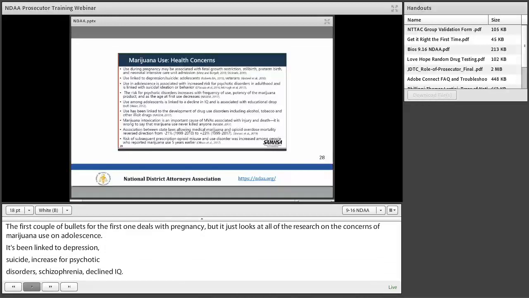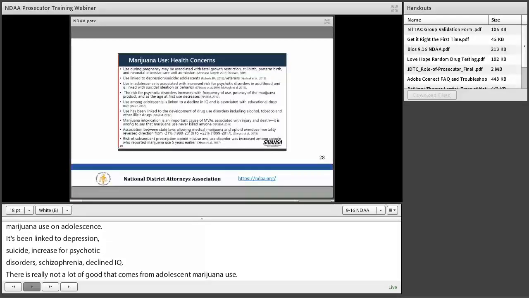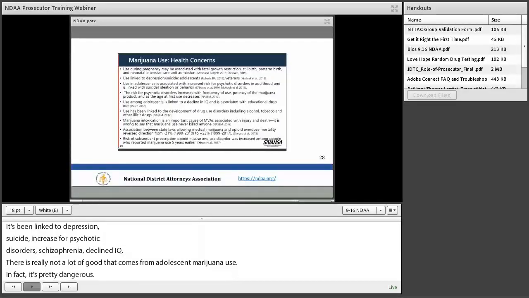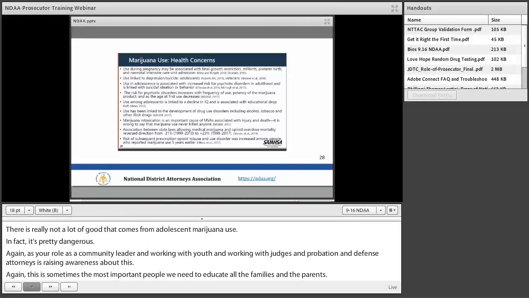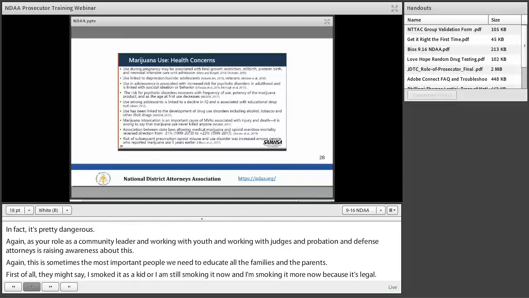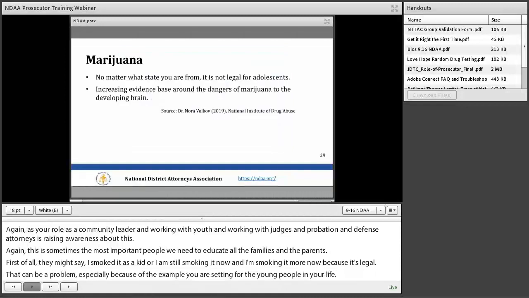So again, your role as a community leader, working with youth and working with judges and probation and defense attorneys, is raising awareness about this. Sometimes the most important people we need to educate are the families and the parents, because they might say, I smoked it as a kid, or I'm still smoking it now, and I'm smoking it more now because it's legal. Well, that could be a problem, especially because of the example you're setting for the young people in your life. Given the significant increases we're seeing with marijuana use disorder, it's really time that we address this.